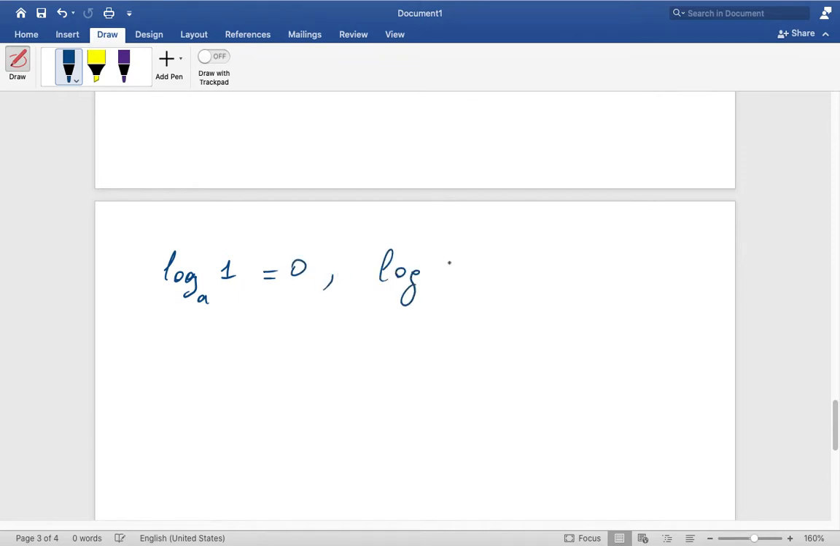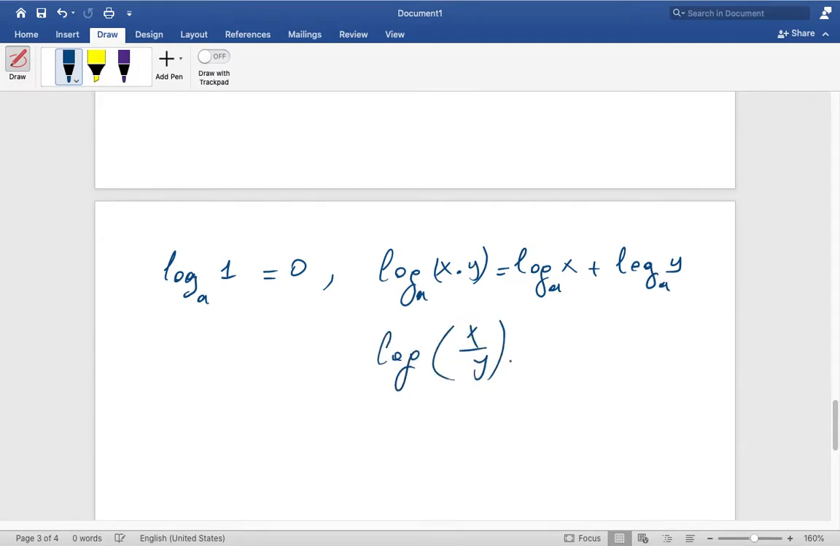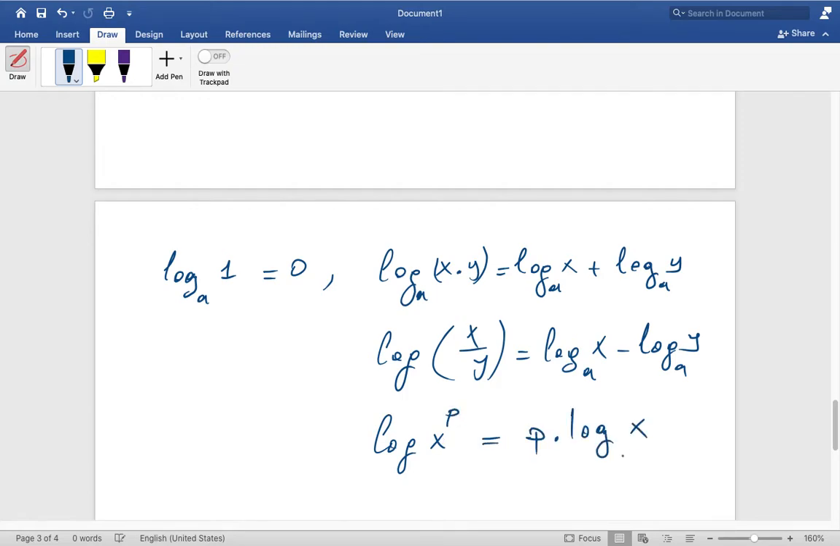And logarithm of x times y is equal to log x plus log y, and we have the common base, it's important. And then if we have logarithm of x over y, we can say that log x minus log y, so a and a here. And if we have log x to the power p, this is p times log x.